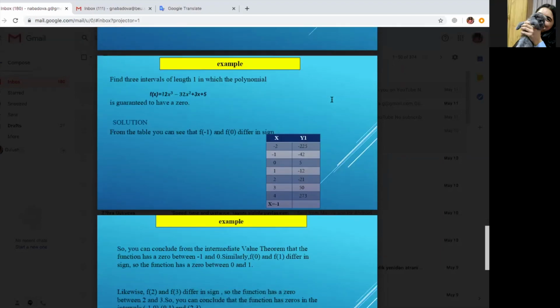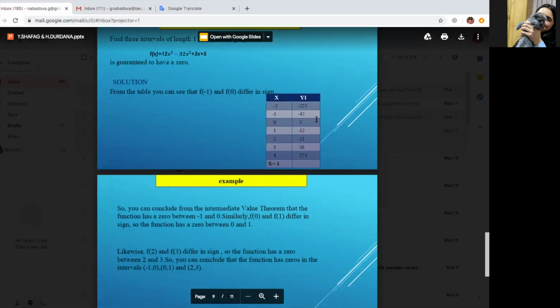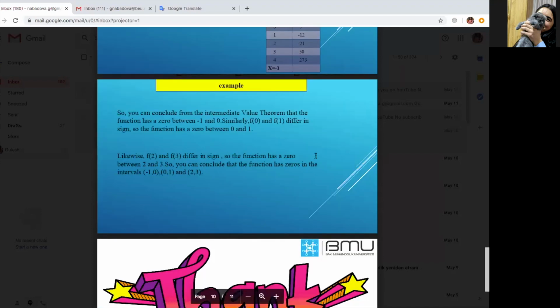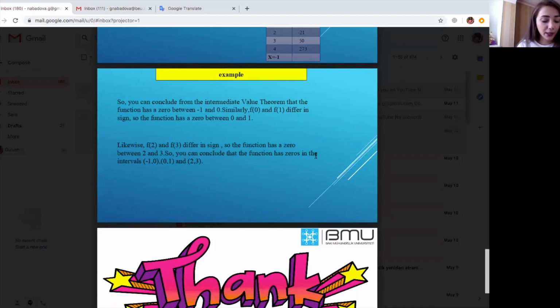Example: find three intervals of length one in which the polynomial f(x) = 11x^3 - 32x^2 + 3x + 5 is guaranteed to have a zero. Solution: from the table you can see that f(-1) and f(0) differ in sign. If x is -2, y is -225. If x is -1, y is -42. Next slide.